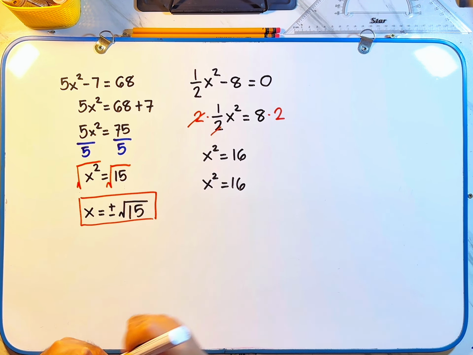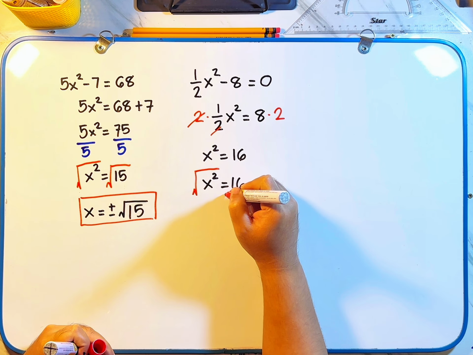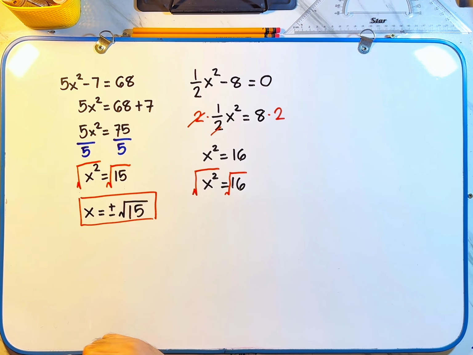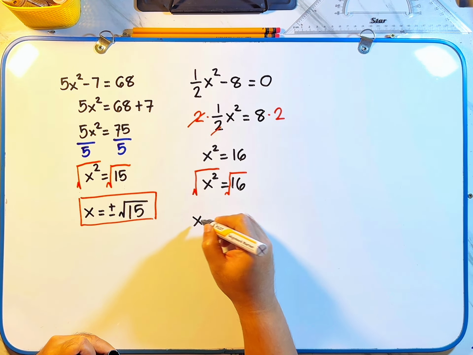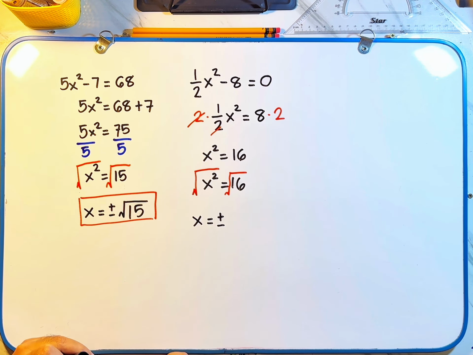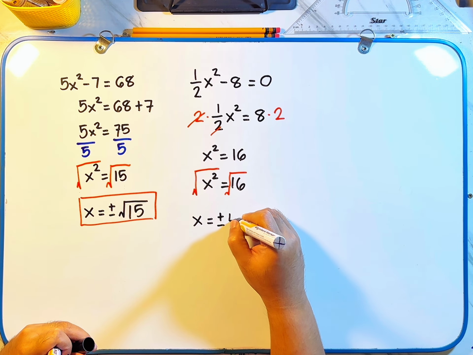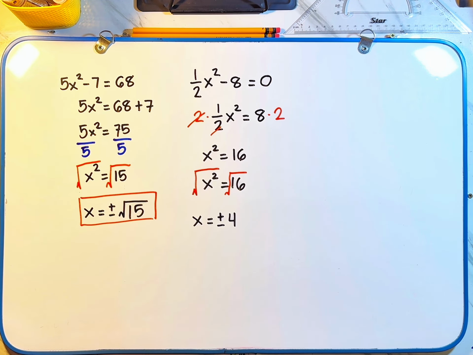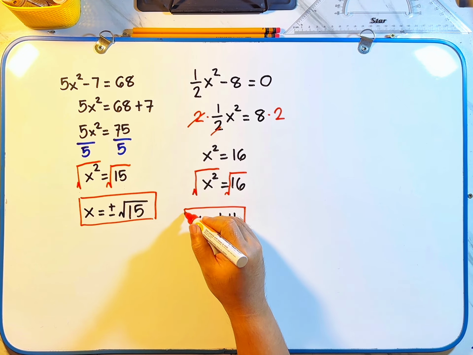Let me copy x squared equals 16. Take the square root of both sides. Therefore, we have x is equal to plus minus the square root of 16. 16 is a perfect square. The square root of 16 is 4. So x equals plus minus 4, and here are our solutions.